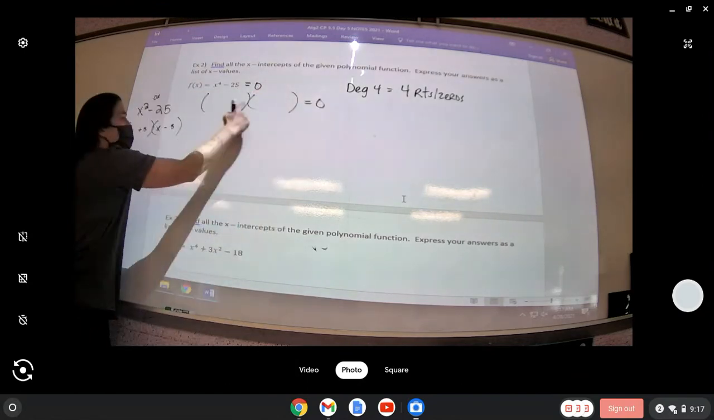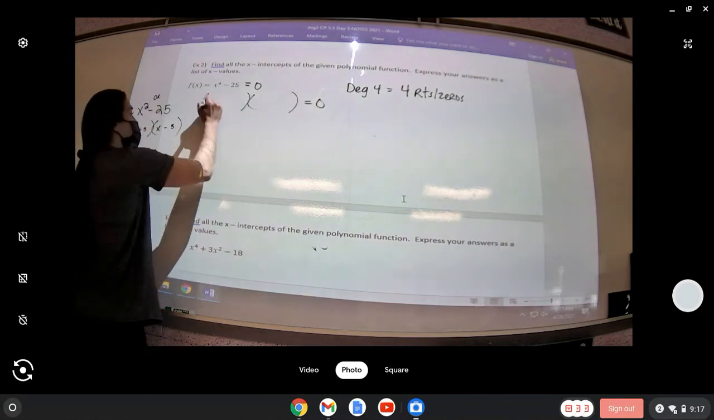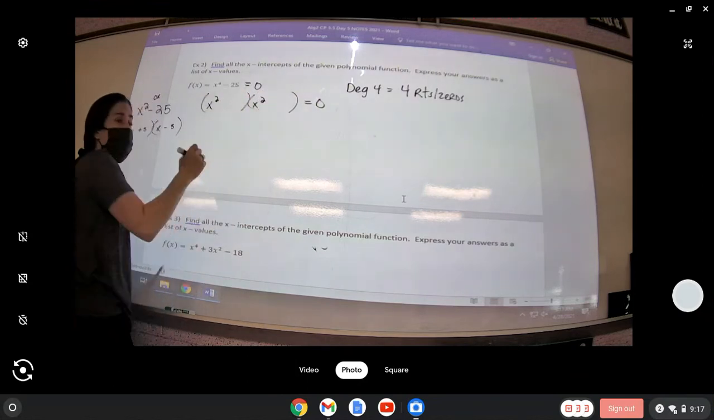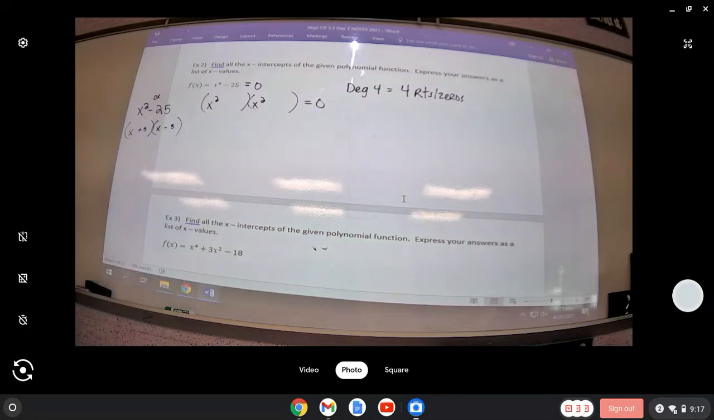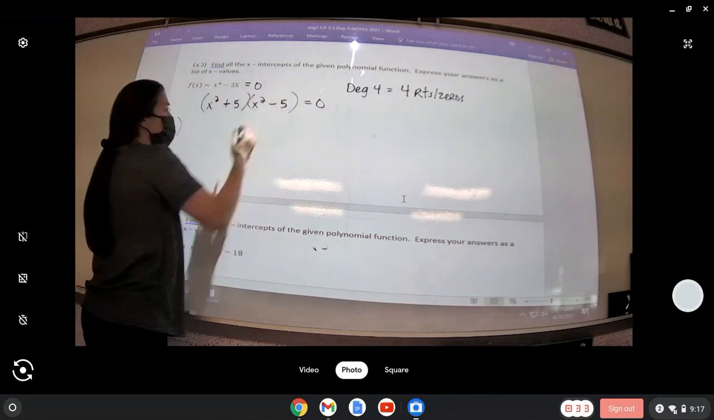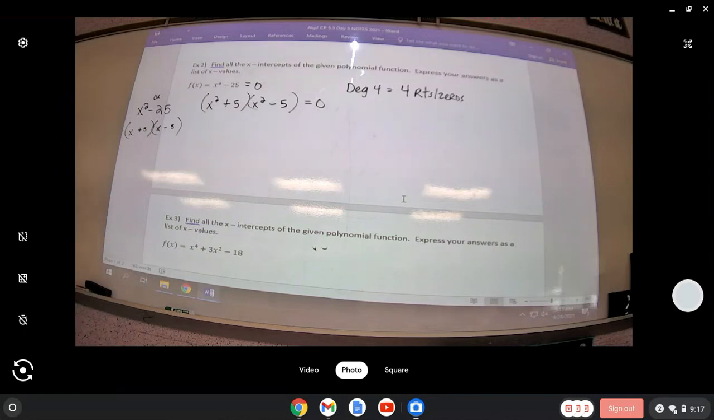does anybody know what you could put here and here to get x to the 4th? x squared, x squared. And then what numbers do you need to multiply to that negative 25? And then your rainbows have to add up to those no x squareds in the middle. A plus 5 and a minus 5. So it still factors like the difference of two squares. You're left with these matching factors. One's positive and one's negative. Is everybody okay with that?